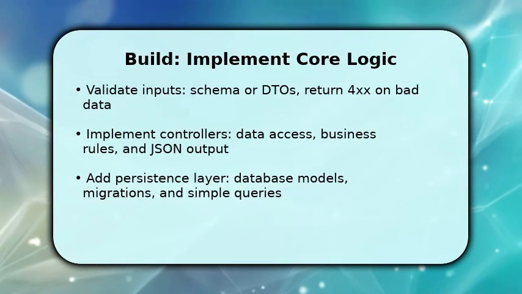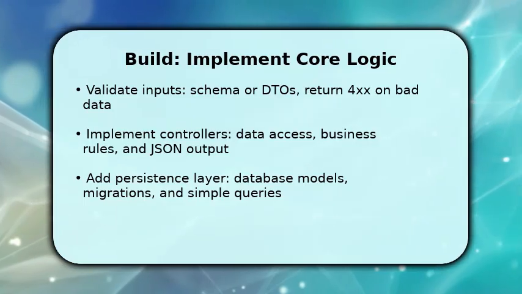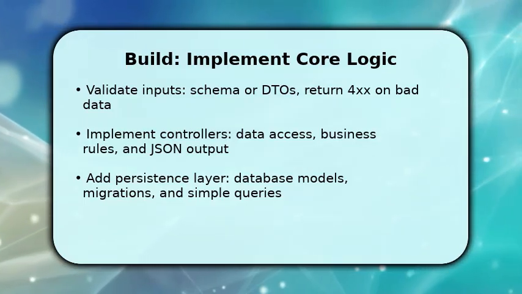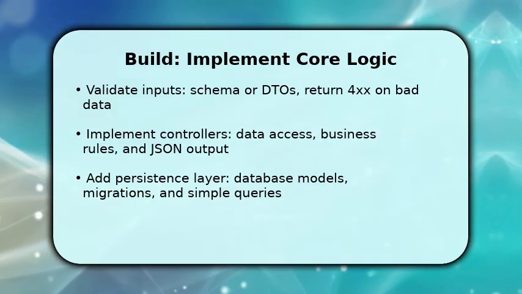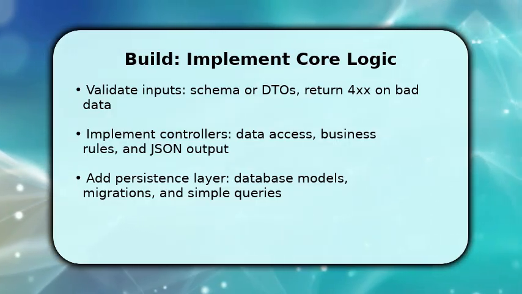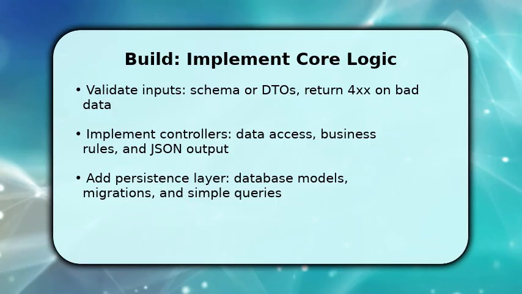Now implement request validation and the controller logic that transforms inputs into JSON output. You validate with a schema so clients receive clear 4XX errors. This prevents bad data from reaching your database.